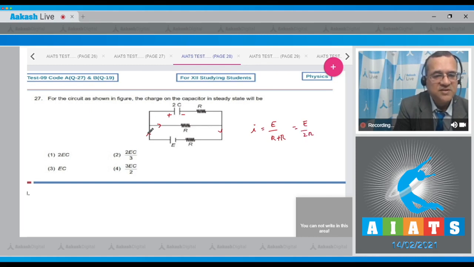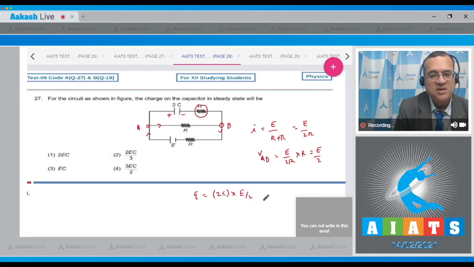Now what is the potential difference across these points? The potential drop across the points A and B will be equal to the current, E by 2R, multiplied by the resistance, which is equal to E by 2. Now, in steady state, no current flows through this, so no potential drop here. So whatever the potential drop, that is across 2. And the charge on this capacitor is Q equal to C into V, which is 2C, and the potential drop is E by 2. So this comes to be E into C. So the correct option is the third one.